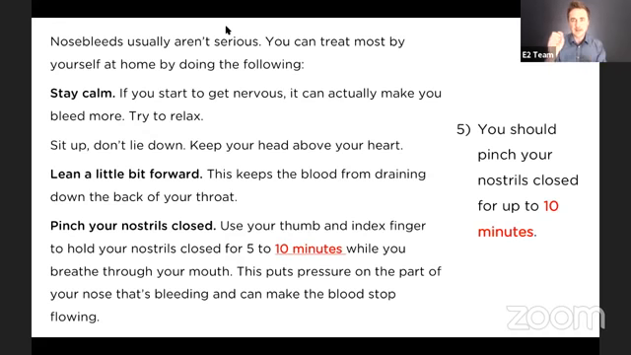But the critical thing is pinch your nostrils closed for up to 10 minutes. So you need to read very carefully. Again, the trick would be that the OET would get you to write all 4 of those words into the gap, which would be incorrect. It's up to 10 minutes. Let's keep going.